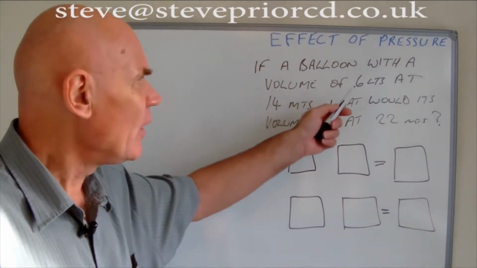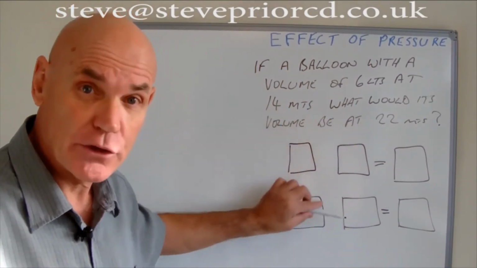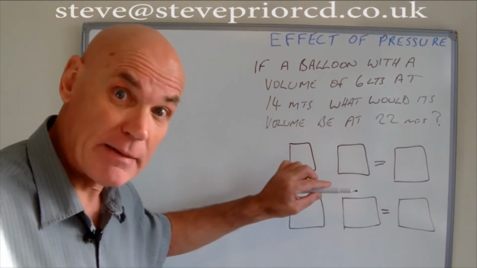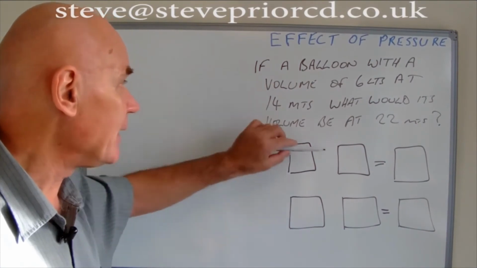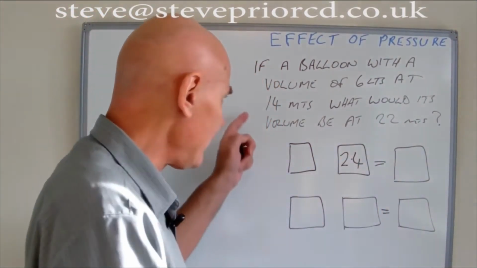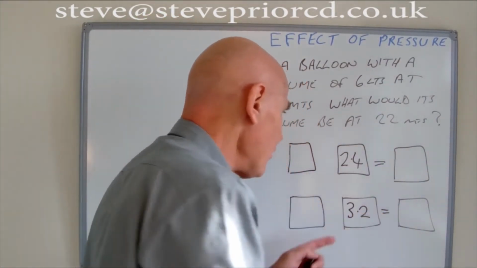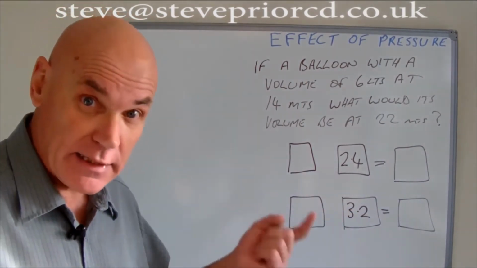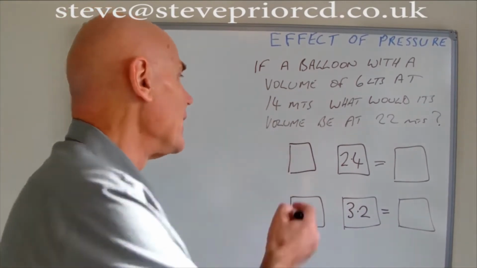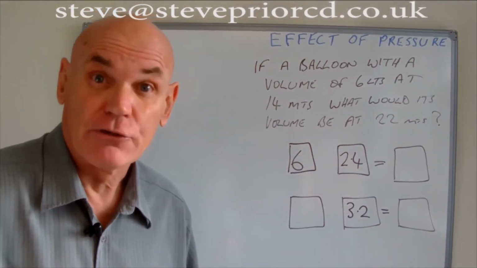In this question, we already have 2 different absolute pressures, which is why we've got 2 rows of boxes here. So the first thing I'm going to do is write down the absolute pressures. Now, the first one at 14 metres, I'm going to put here would be 2.4 atmospheres, and at 22 metres it will be 3.2 atmospheres. The other thing I already know is that the number in the question, 6 litres, I can pop in here. So we've got quite a lot of the structure already here.